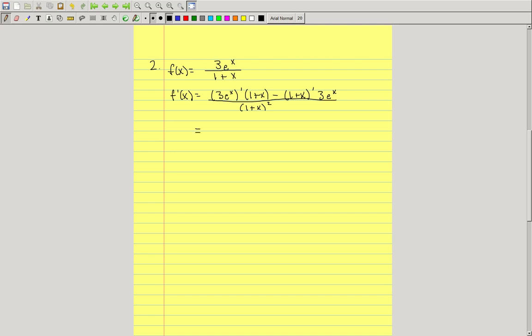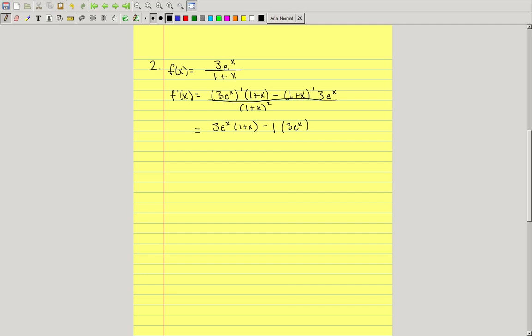Okay? Now we look at the derivative of 3e to the x power, which is just 3 times the derivative of e to the x, which is e to the x. And then we multiply that times the quantity 1 plus x. And from that we subtract the derivative of 1 plus x, which is just 1, times 3e to the x.